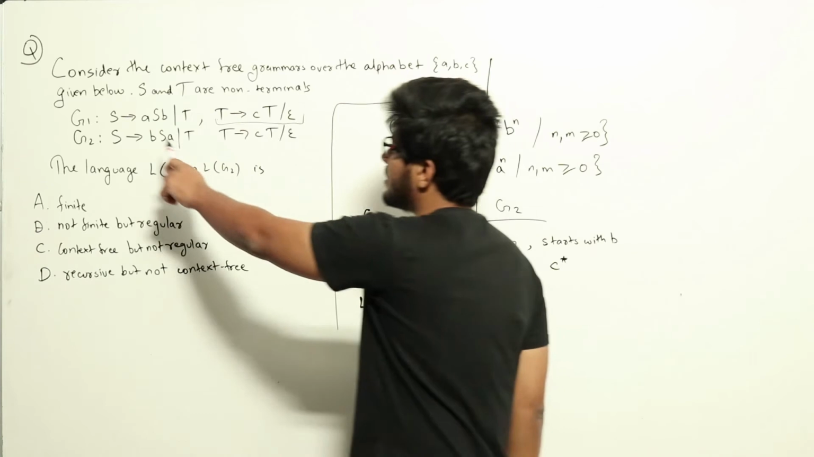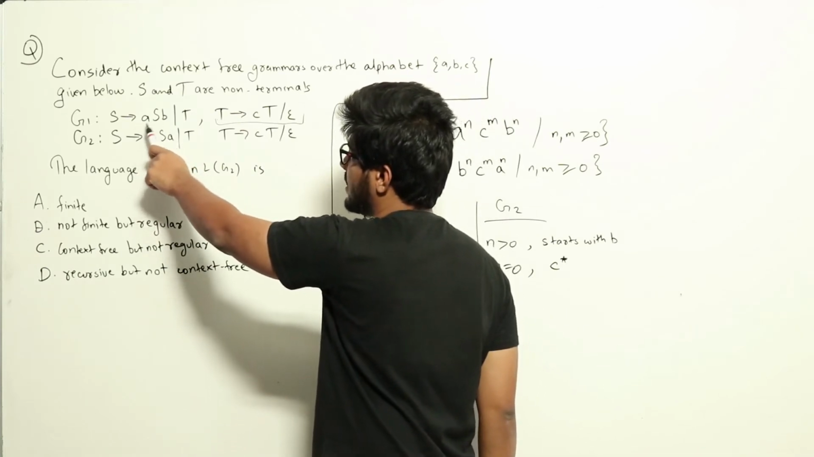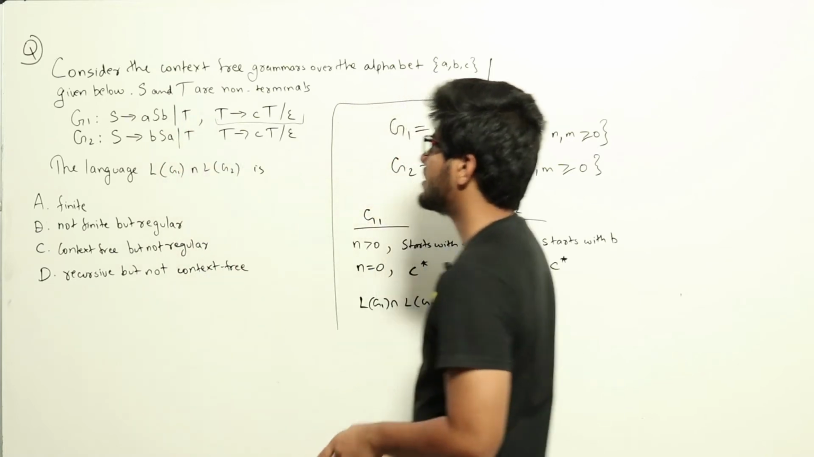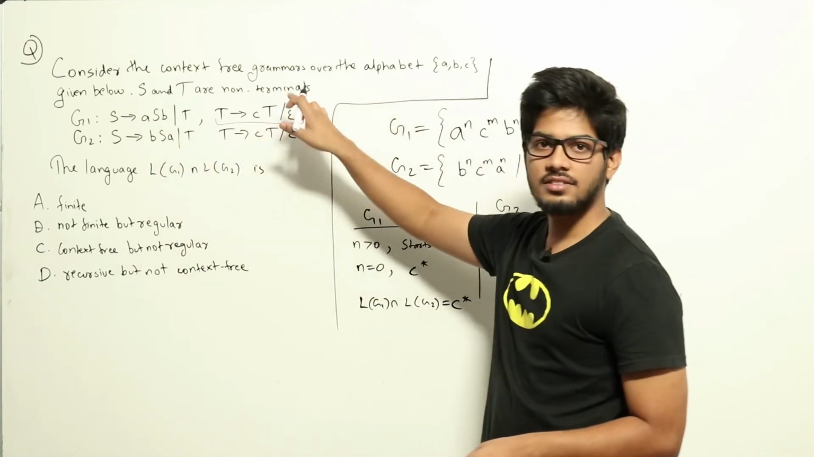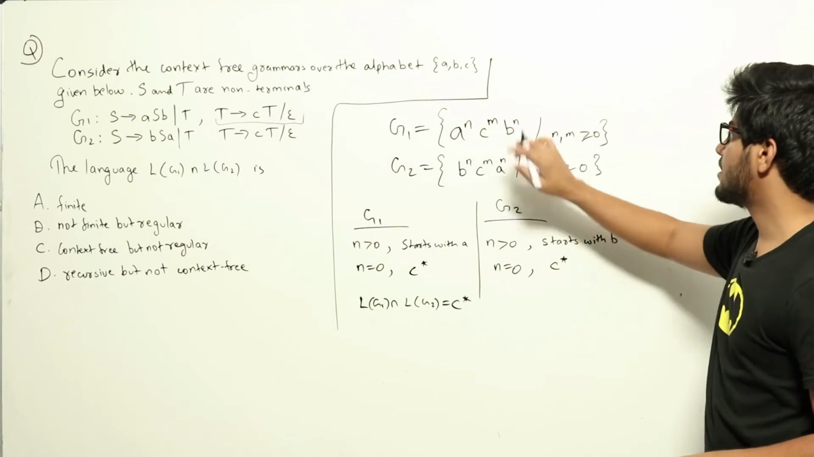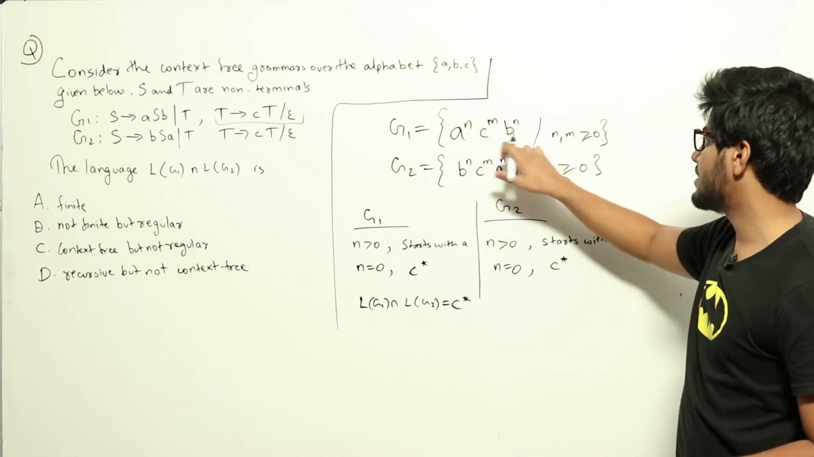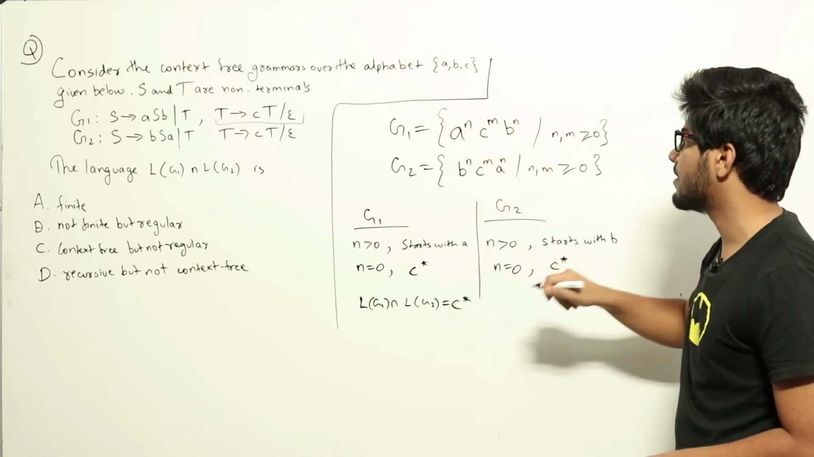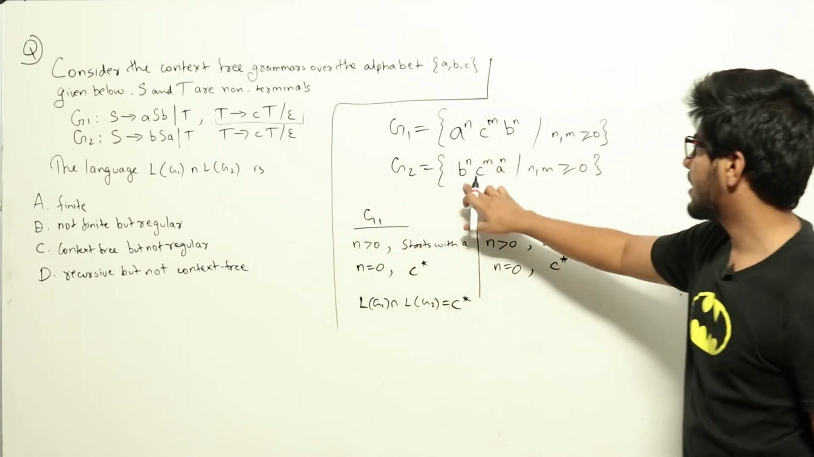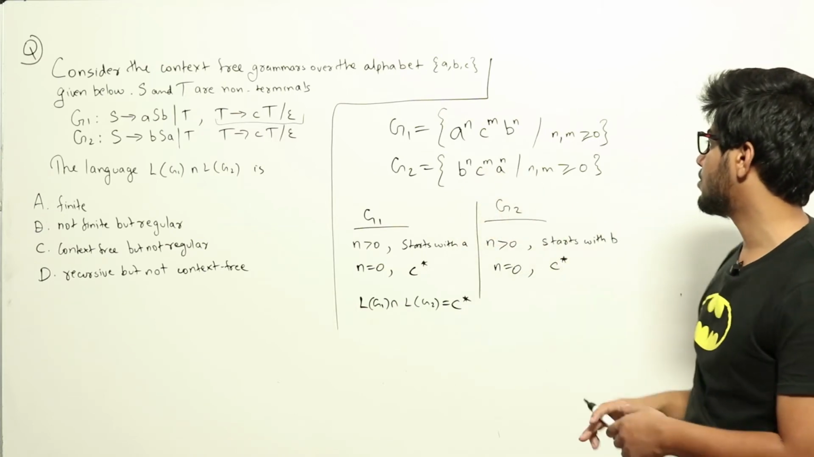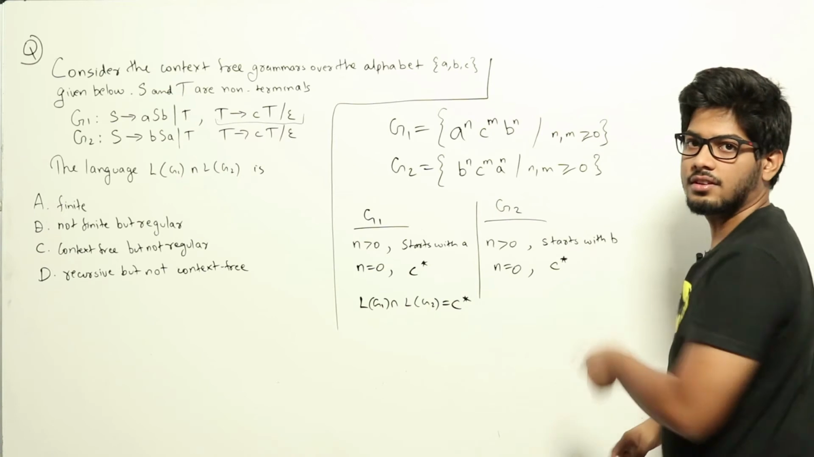It is generating an equal number of A's and B's, A to the left, B to the right. It will keep on generating it like that until we reach the T. That T will be C star. That is what I have written here: N number of A's, then any number of C's, and then N number of B's. The number of A's and B's would be equal. Similarly, G2 we can write as N number of B's, then M number of C's, and then N number of A's. N, M are greater than or equal to 0 in both cases.